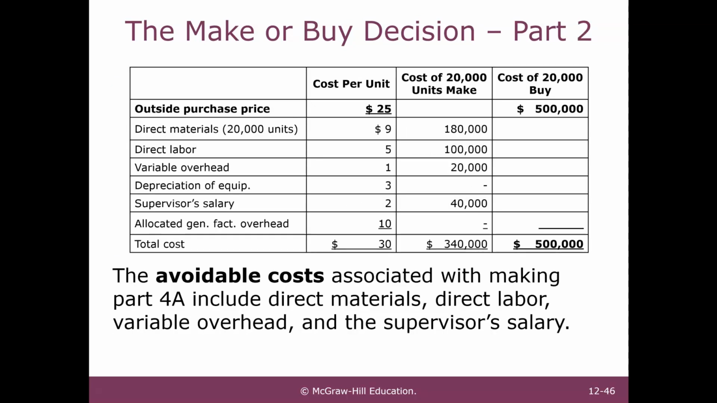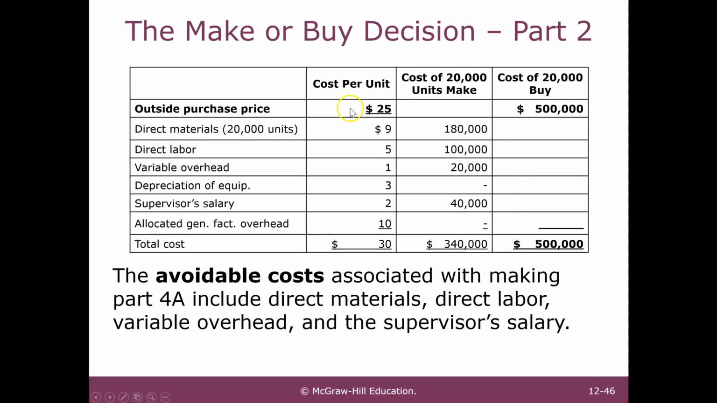Initially, you might think, okay, if the cost to make it is $30 and we can buy it for $25, that's an easy decision. We're going to buy it instead. But you're leaving a lot out if that's how you make your decision. If we buy these parts, we buy 20,000 at $25 each. That's $500,000. That will be our total cost.